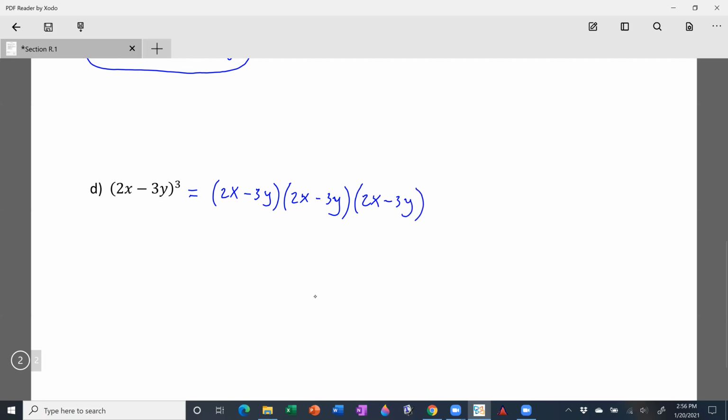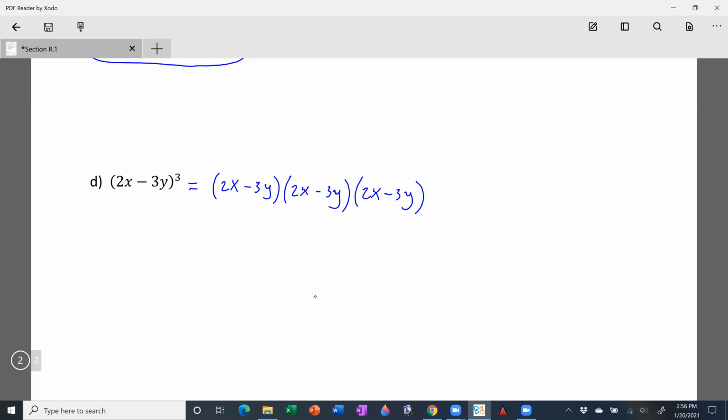Okay, that's what cubing means. So if you ever see a binomial or a trinomial or something like that, where it's a whole bunch of terms on the inside that are adding or subtracting, and it's raised to a power, you have to multiply it all the way out that many times. Okay, it's a little bit of a hassle, but that's what it means.